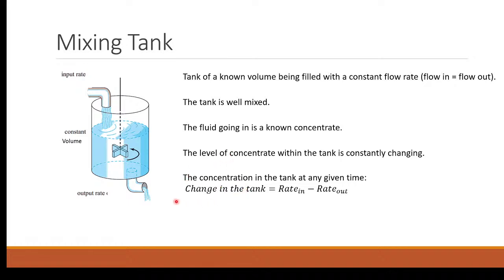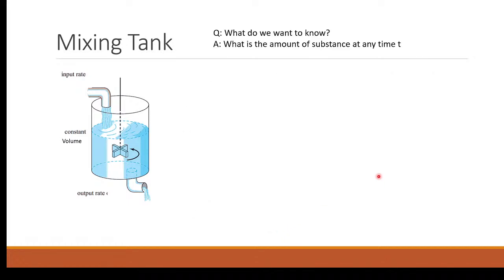So that means our differential equation is going to be this. The change in the tank is going to equal the rate at which the concentration is going in minus the rate at which the concentration is leaving the tank. So the rate going out is in constant change as well. Alrighty. So this comes to the question of what we want to know, and that is the amount of substance at any time t.